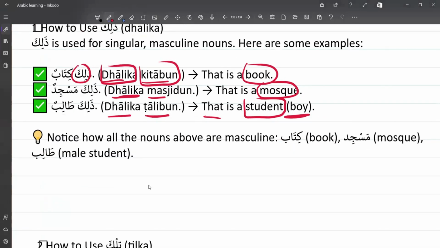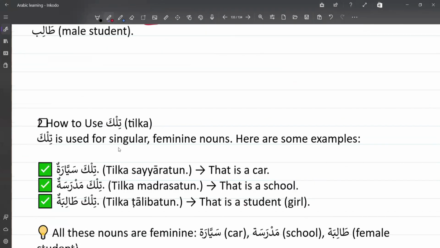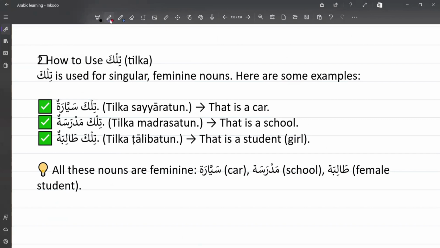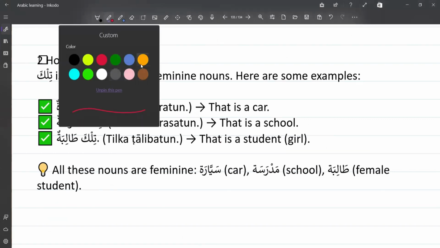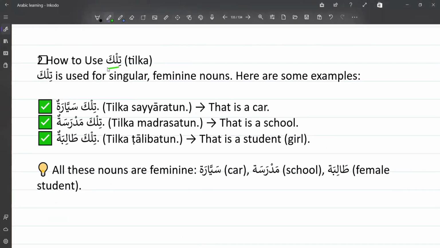So you see how all the nouns above are masculine. Kitabun meaning book, masjidun meaning mosque, talibun meaning a student. And for all these nouns, we use the word zalika since they are masculine. Moving on. Then for the feminine nouns, we use the word tilka.